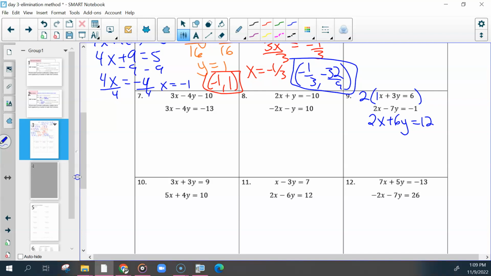Now we have a common coefficient, our x's. How would we eliminate them? What operation would we use? Subtraction. So then subtract them both. 2x minus 2x, those would cancel. Negative 7 minus 6 would give us a negative 13y. Negative 1 minus 12 would also be negative 13. Divide everything by negative 13.